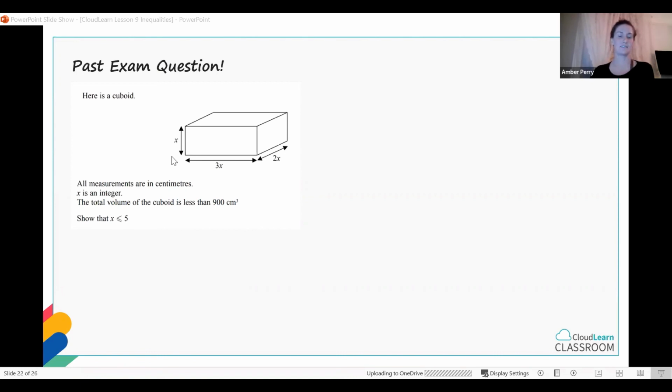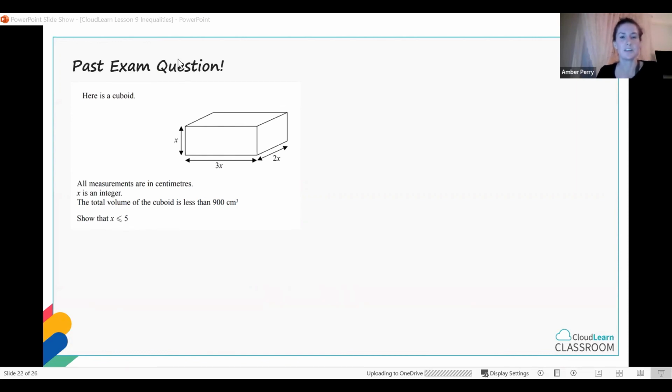And here is my last question I want to look at with you today. We have got a cuboid and it says all measurements are in centimeters. x is an integer, so x is a whole number. The total volume of the cuboid is less than 900 centimeters cubed. Okay, so show that x is less than or equal to 5.